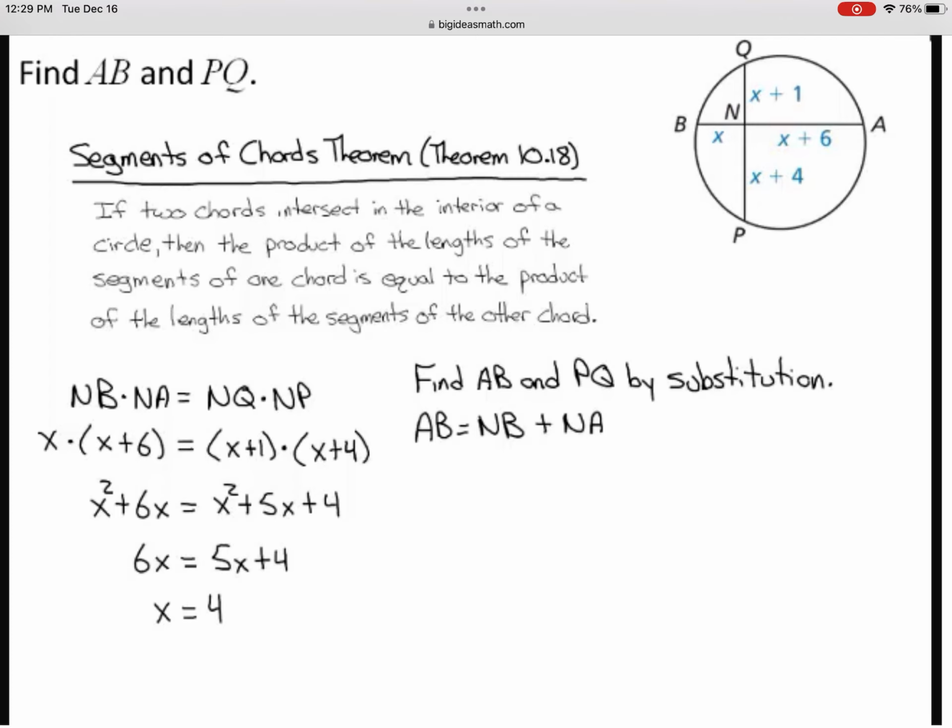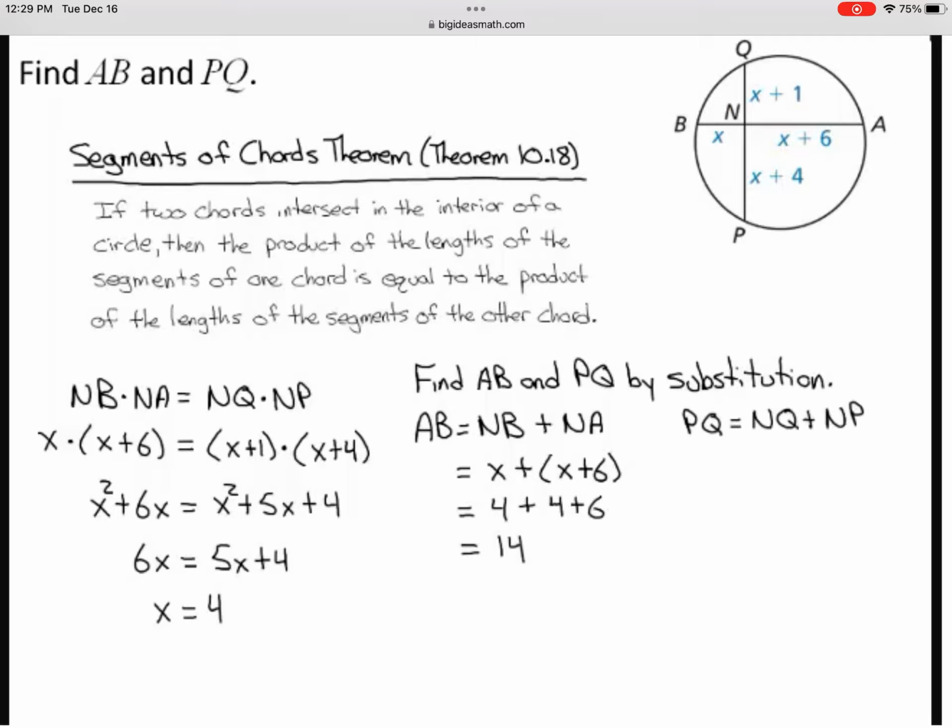Notice that AB equals NB plus NA. So AB equals x plus the quantity x plus 6. Substituting 4 for x gives AB equals 4 plus 4 plus 6, or AB equals 14.